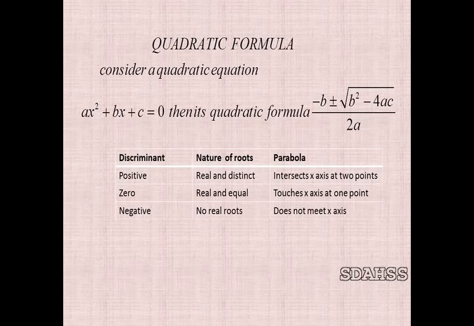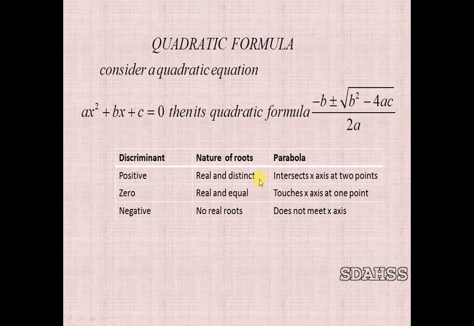Then how to find the nature of the roots? Consider b² − 4ac. We call it as discriminant, discriminant delta. If b² − 4ac is positive, then the roots are real and distinct.